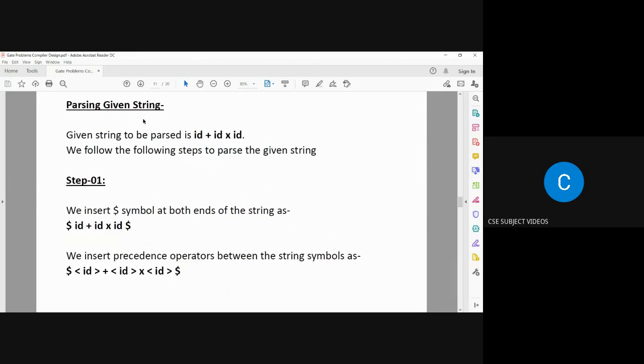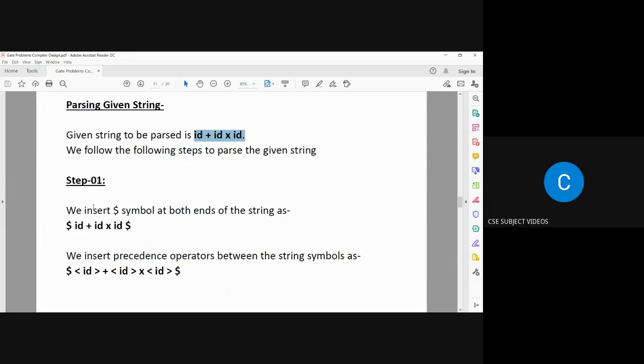How are we going to parse the given string? The given string to be parsed is id plus id into id. With this string we are going to parse using the operator precedence parser. Listen, we follow the following steps to parse the given string.